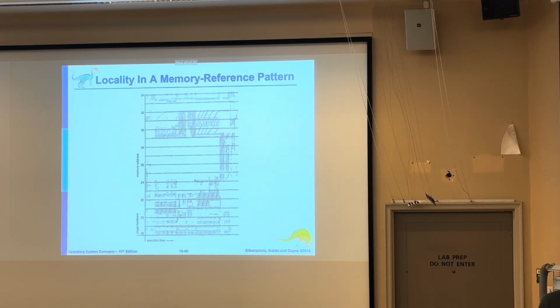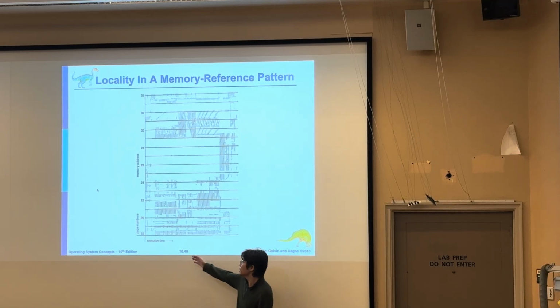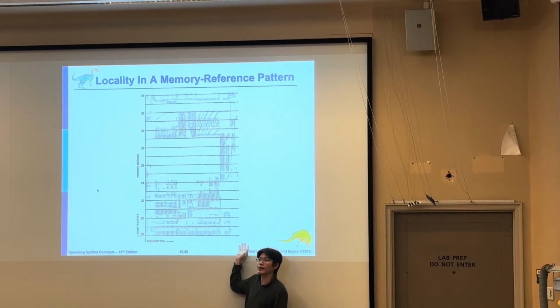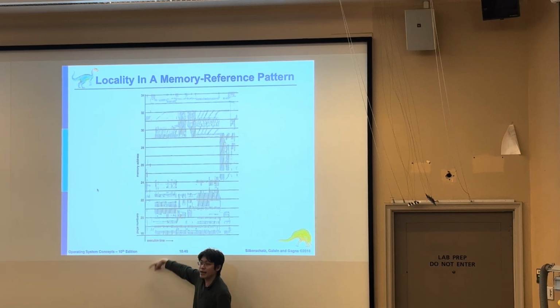All right, so this is an example of a memory access pattern running a few programs. You can see this is the execution time, and the Y-axis is the page number.